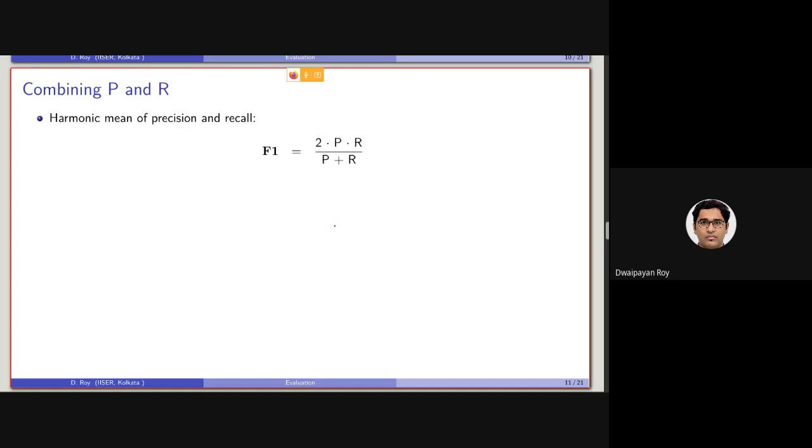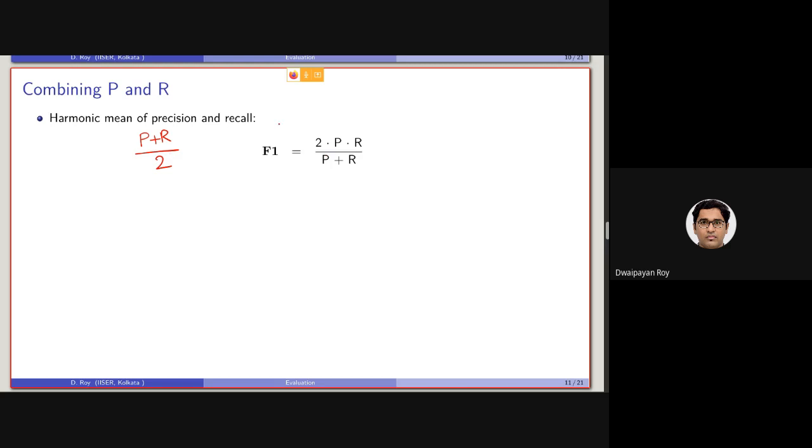Now, if we want to combine the precision and recall, there is a very nice methodology to do that. Using harmonic mean, we can combine them together. So why are we using harmonic mean rather than simple averaging? We can definitely use simple averaging, which will be just precision plus recall by 2. But in that case, if one of them is pretty high and one of them is pretty low, it will hamper the entire performance. Using harmonic mean, we can smooth that effect.